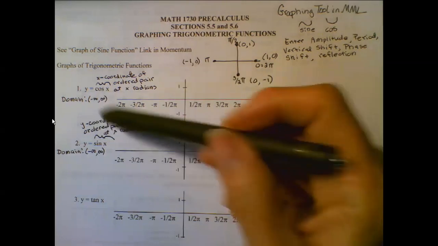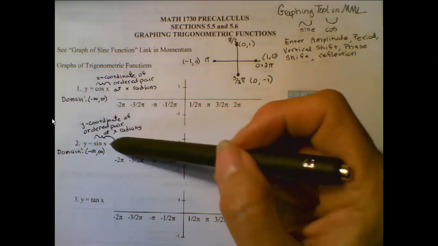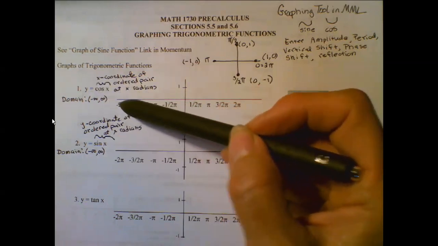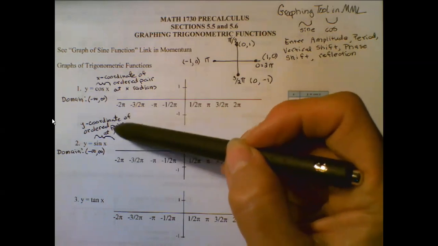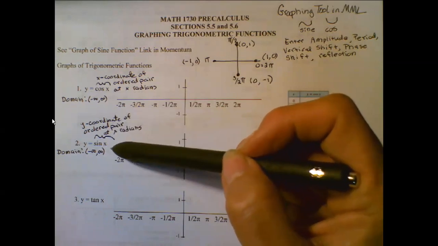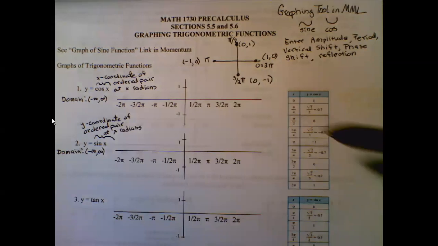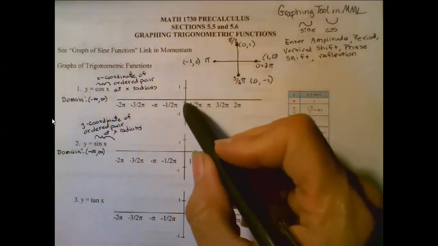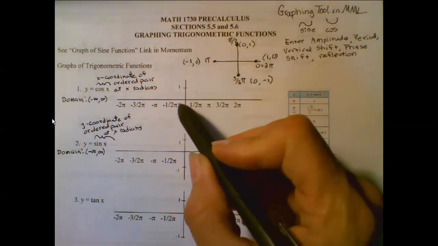So in both of these cases, x is a radian measure of an angle, and cosine of x is the x coordinate of the ordered pair at x radians. Sine of x is the y coordinate of the ordered pair at x radians. I have already made you an XY chart for both cosine and sine, just to have there to refer to later.